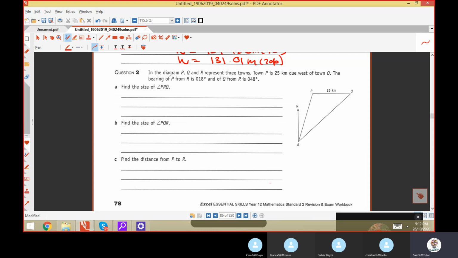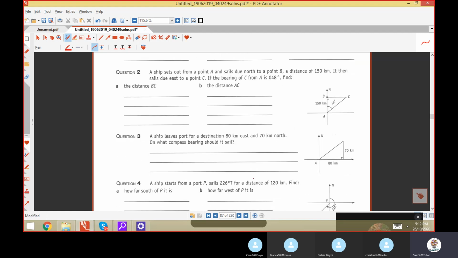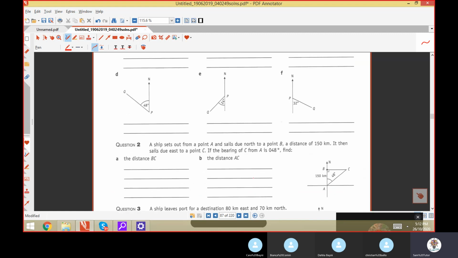What kind of questions do you get? It's not on this page. I think the next page is kind of like that. Yeah, it's kind of like this. So would the true bearing be like?